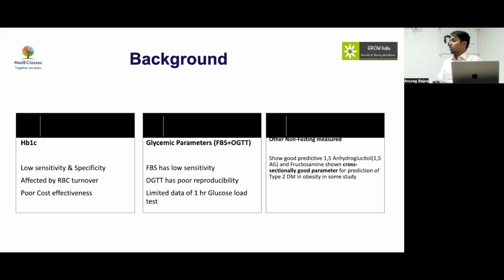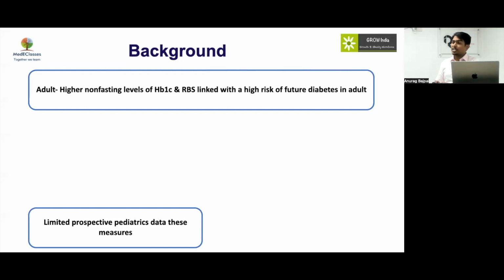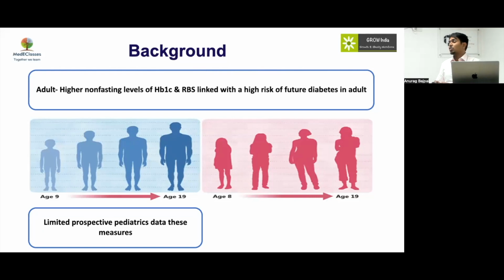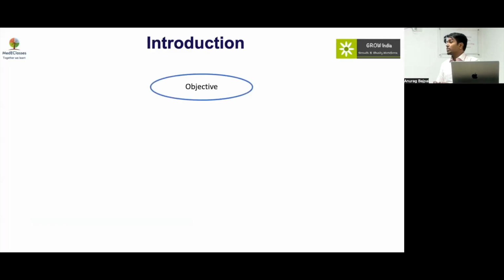What about the other non-fasting parameters besides HbA1c? For fructosamine and 1,5 anhydroglucitol, data are not available from the Indian perspective, or all over the world, for picking up dysglycemia. In adults, some studies show that higher non-fasting levels of HbA1c and RBC are linked with a high risk of future development of type 2 diabetes. In pediatrics there are limited data, and puberty is a state of insulin resistance where insulin sensitivity is very low. At this point, the diagnosis of dysglycemia is very difficult.